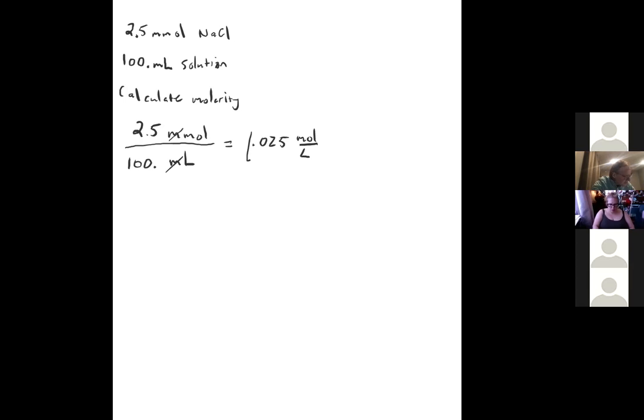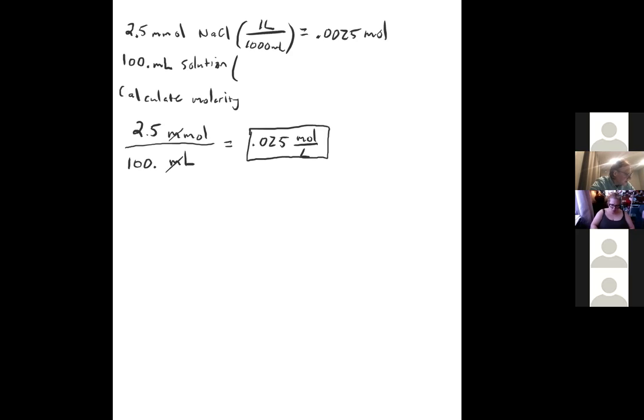So be kind of careful. Don't be too mechanical about this. Take a look at what the units are and see if they can work out for you. There would be nothing wrong with converting this to moles per liter. So for example, I could say 1 liter is 1,000 milliliters. And that would give me 0.0025 moles.